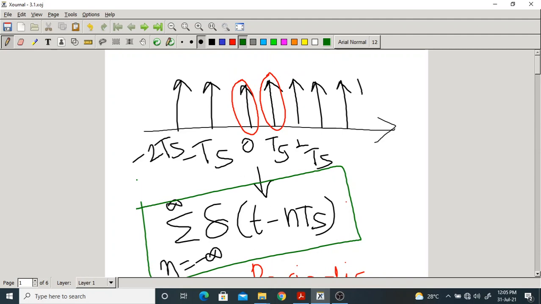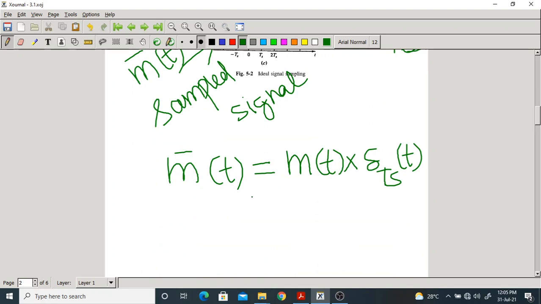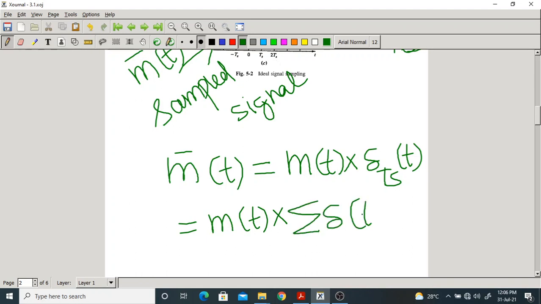We denote the train of impulses with what? What is the notation of this? This is nothing but delta of Ts of t. It is denoted with delta of Ts of t. So obviously this is equal to m of t into the summation of delta of t minus nTs.